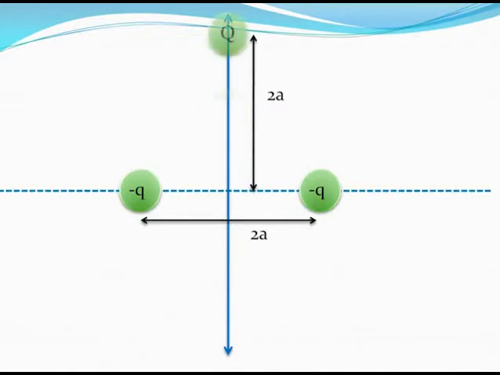In this case too, as in the previous case, when this charge capital Q is here, it will experience a force towards the origin, because these two negative charges will attract it. Similarly, when this capital Q charge is here, it will experience a force towards the origin, because again these two minus q charges will attract it. It will again undergo oscillatory motion, just as in the case we studied.